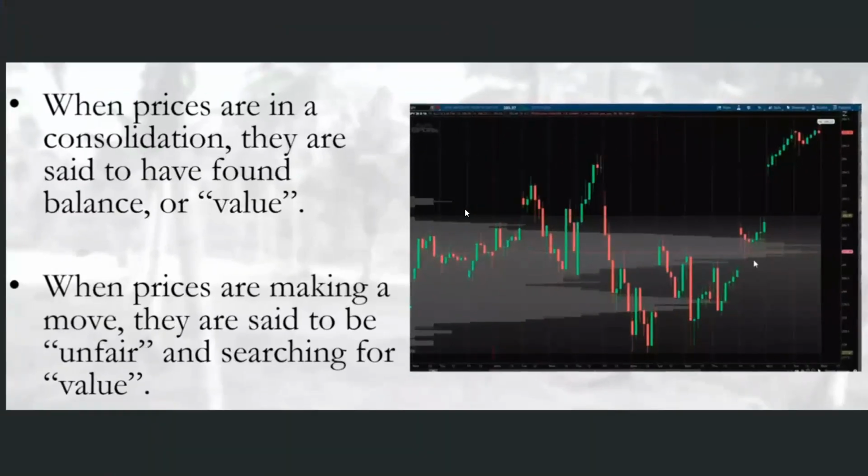When prices are in consolidation, they're said to have found value. And so as they move around in what we would say is chop, they're building volume, they're creating that value. And when they move swiftly out of that range and they create a low volume area into the next range, they're said to be seeking new value. And the previous area they were in is said to be currently unfair. And so if they escape or they break out into a new range, they're seeking new value and seeking another balance.